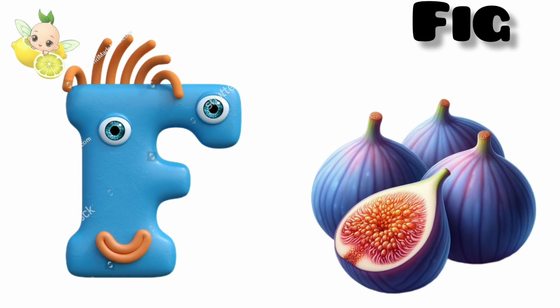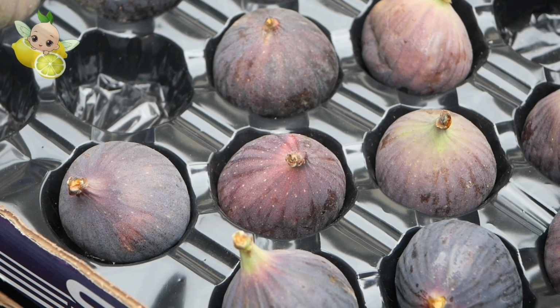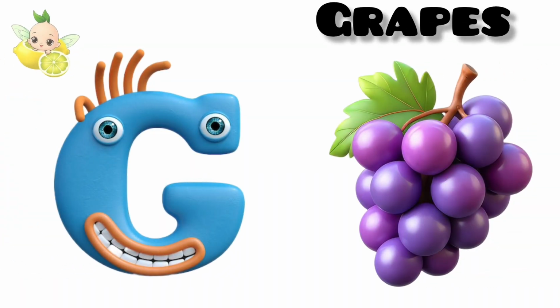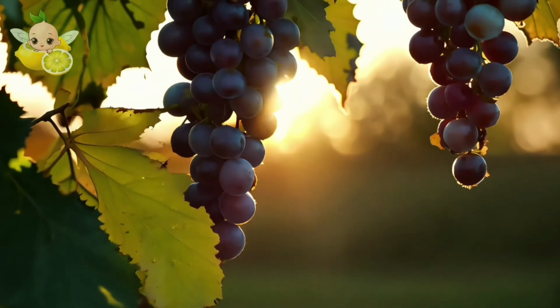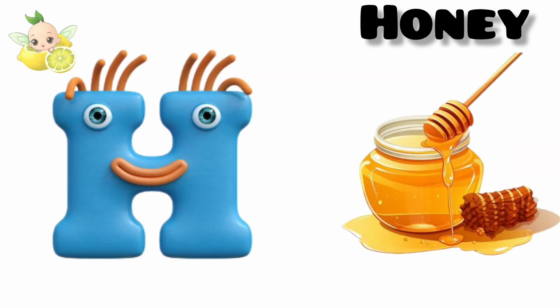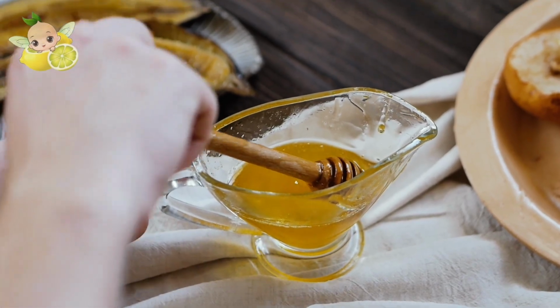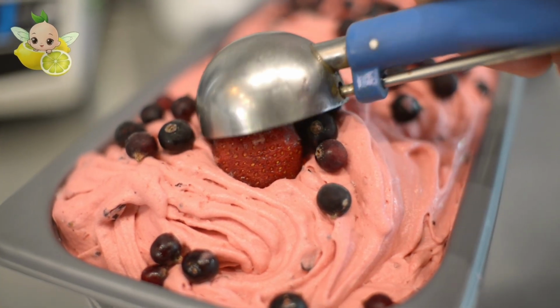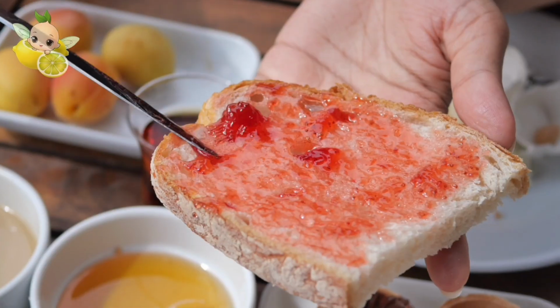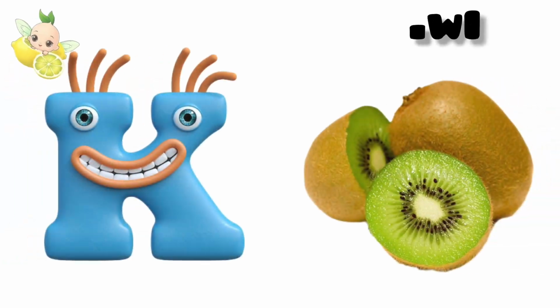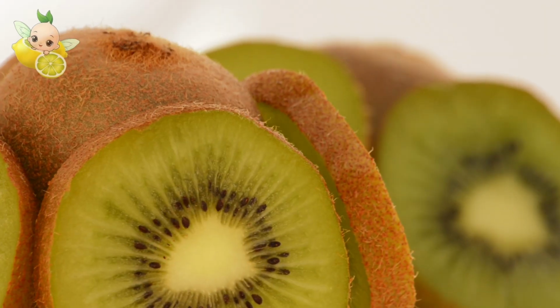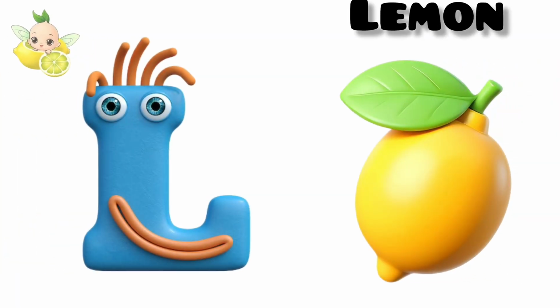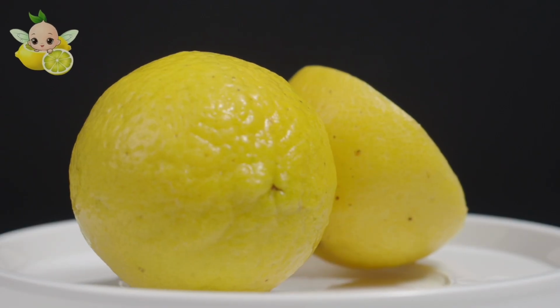egg. F for fig, fig. G for grapes, grapes. H for honey, honey. I for ice cream, ice cream. J for jam, jam. K for kiwi, kiwi. L for lemon, lemon.